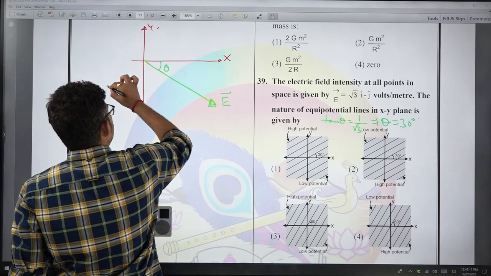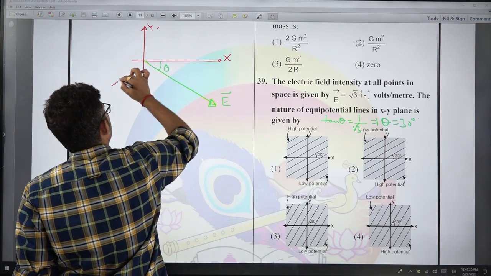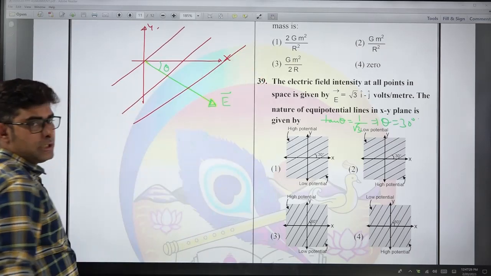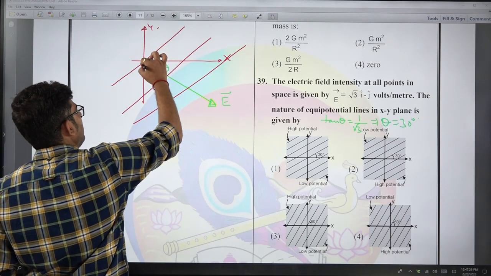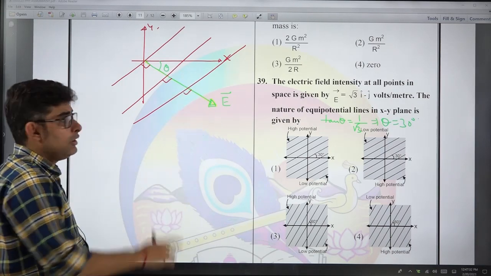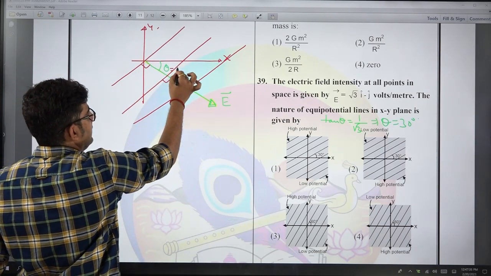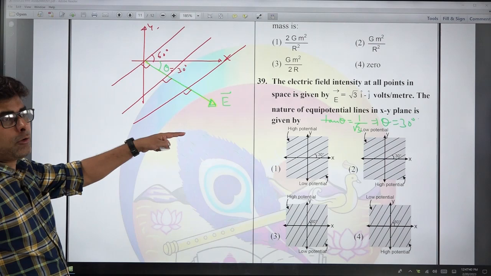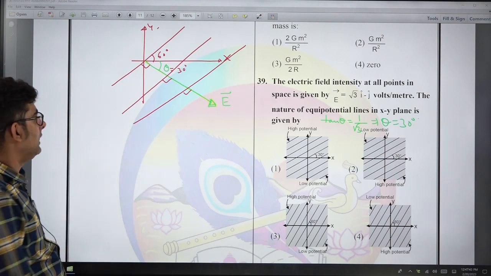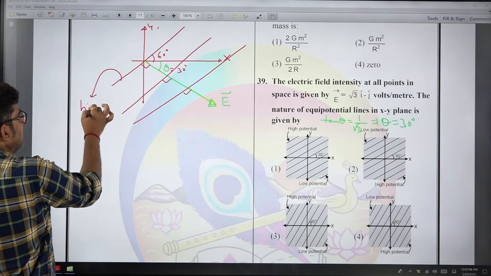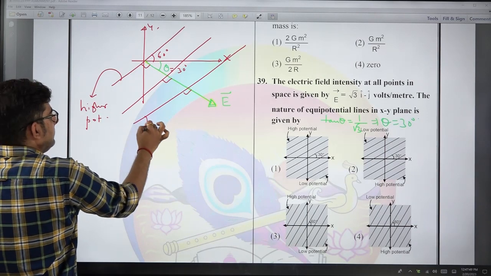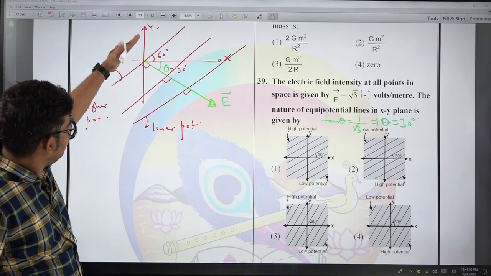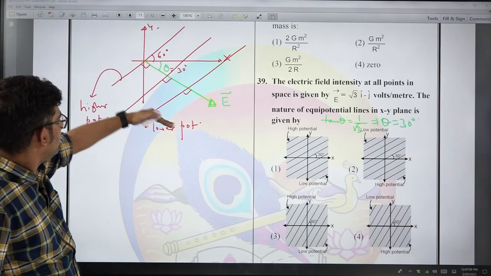Now if this is the electric field, I said equipotentials are always perpendicular. So equipotentials will be perpendicular to this, draw perpendicular. So these are the equipotentials, they are always perpendicular. Okay, so what will equipotential make? This theta is 30, so this one will become 60. And we also know that electric field vector always points from higher potential to lower potential. So this means higher potential, this one lower potential. So the equipotential should always come from higher to lower potential along the field.